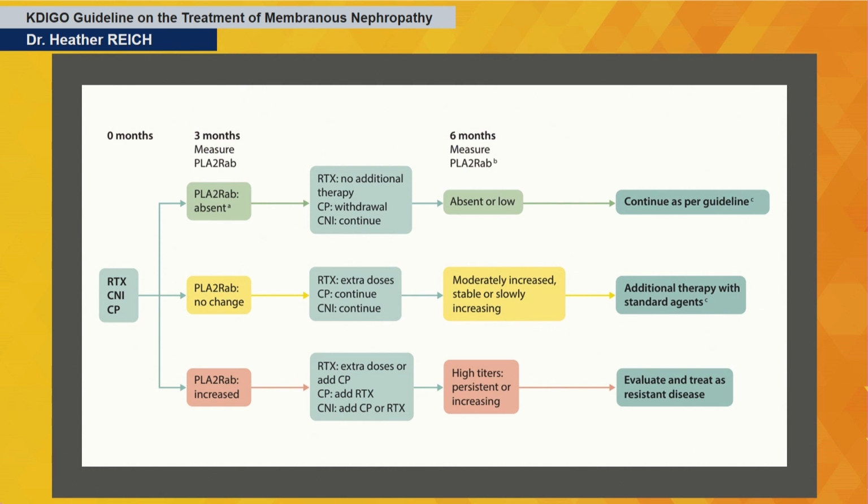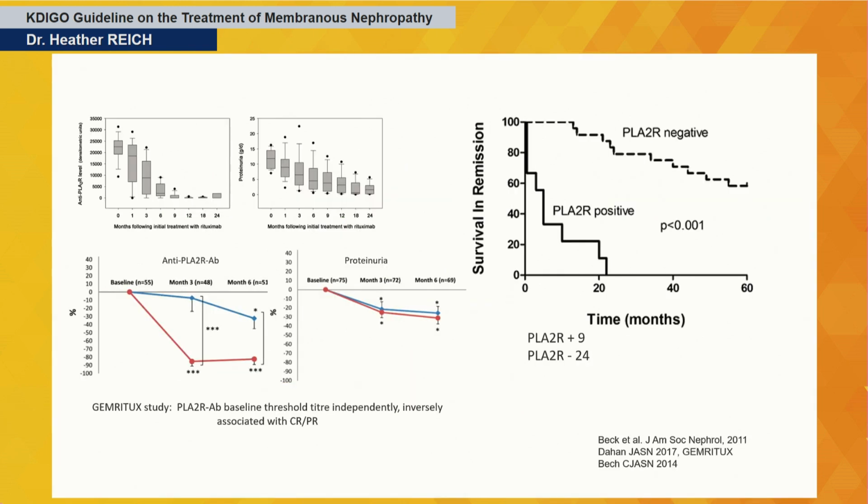The guidelines recommend that at 3 months, PLA2R be a central decision point in terms of determining response to therapy. And if patients have received any of the therapeutic regimens, at 3 months, anti-PLA2R antibodies should be measured for decisions about additional therapy with rituximab versus addition of rituximab to other regimens. This is based on observations of a relationship between anti-PLA2R antibody titer and remission.